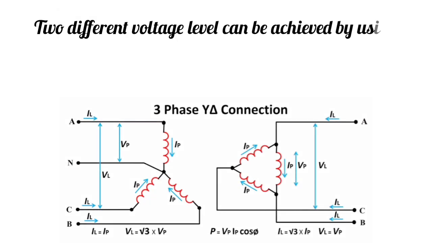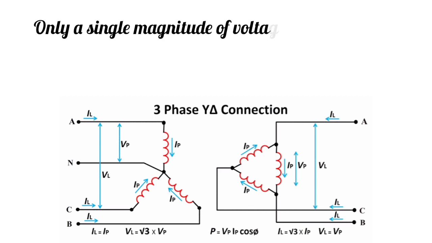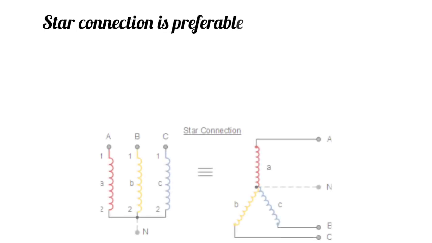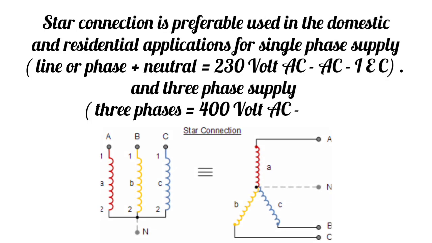Two different voltage levels can be achieved by using star connection, for example single-phase and three-phase supply: three-phase and phase to neutral. Only a single magnitude of voltage can be achieved by using the delta connection, for example three-phase supply across three-phase conductors. Star connection is preferably used in domestic and residential applications for single-phase supply.